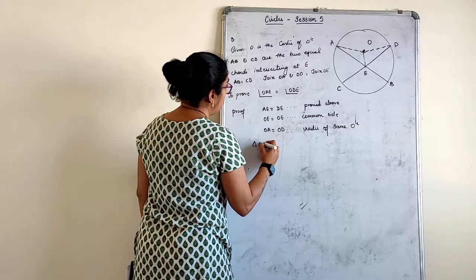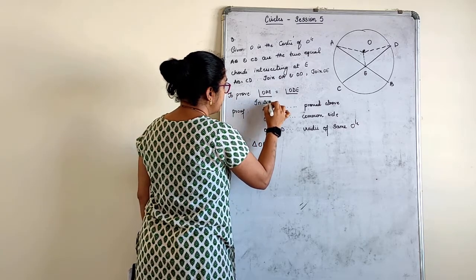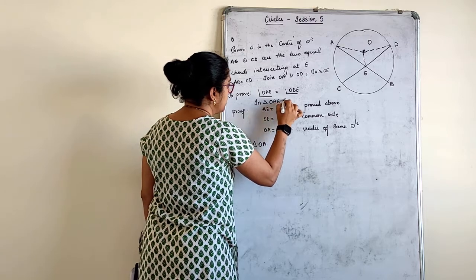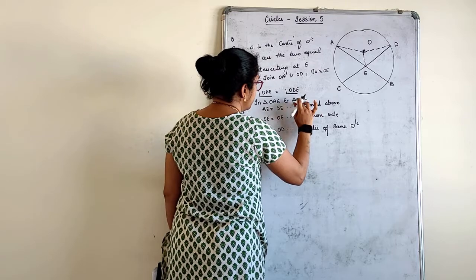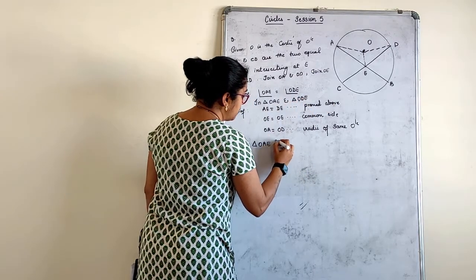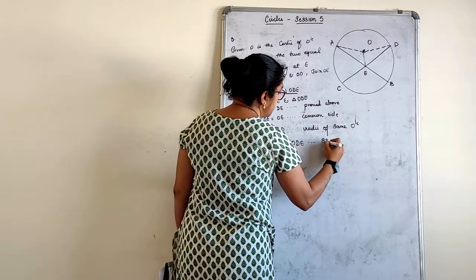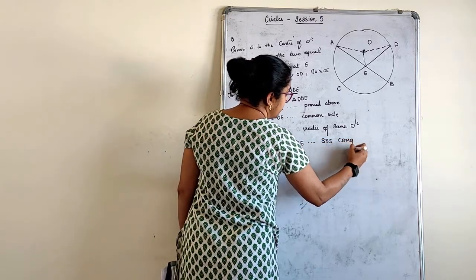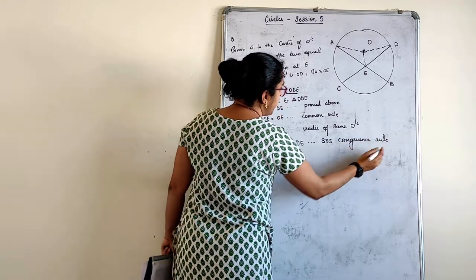Triangle, I did not mention here, right? Sorry. In triangle OAE and triangle ODE, triangle OAE is congruent to triangle ODE by SSS congruence rule. I am repeating once again.